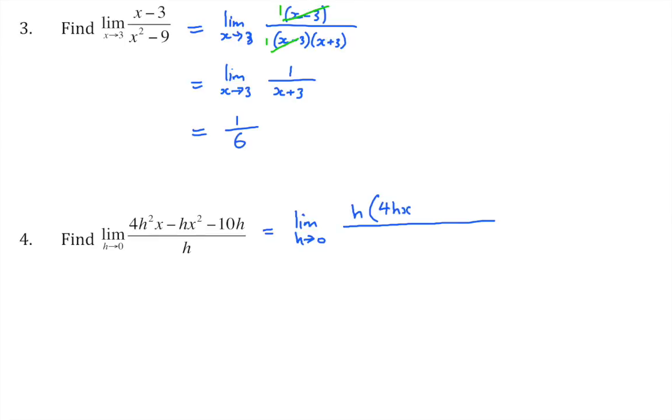All I want to take out is the h, because if I do that, I can then cancel it with the h that's on the bottom of the fraction, which means I get equals the limit as h approaches 0 of 4hx minus x squared minus 10. Now if I let h be 0, that part drops out, and that part will stay there. So letting h equal 0, I end up with minus x squared minus 10, and there is my answer.